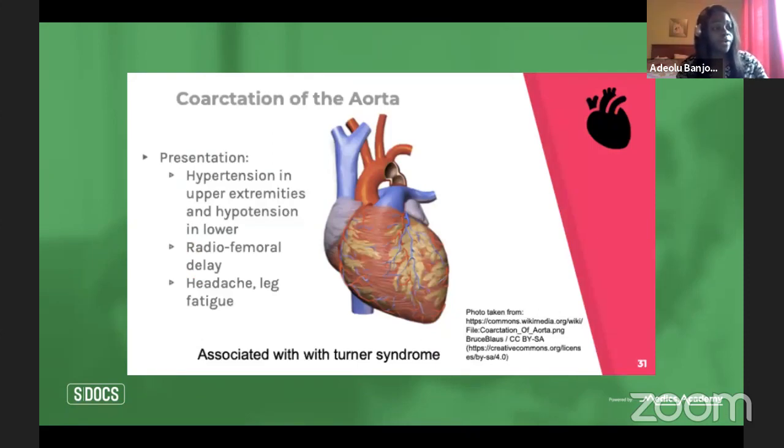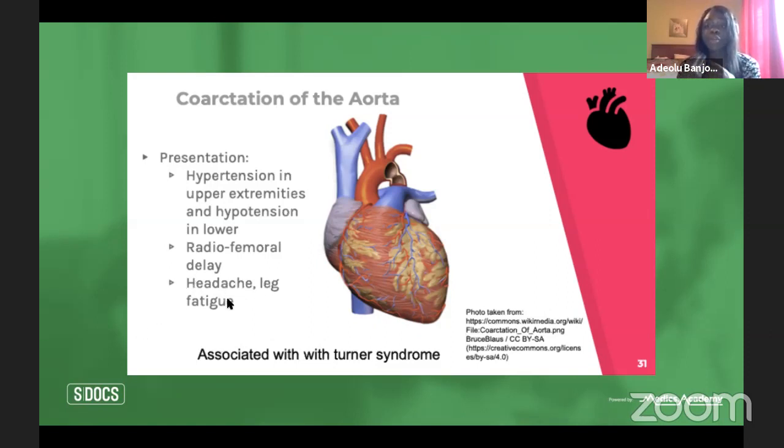So coarctation of the aorta is when you have a narrowing of the aorta, usually distal to the three great vessels coming off of it. So as you can see in this picture, it's after you have your three first branches. And what it presents with is hypertension in the upper extremities and hypotension in the lower extremities. And another sign that you can have is what's called radiofemoral delay, just because again of that delay of your femoral pulse versus your radial pulse. And you can also have symptoms of headache and leg fatigue.